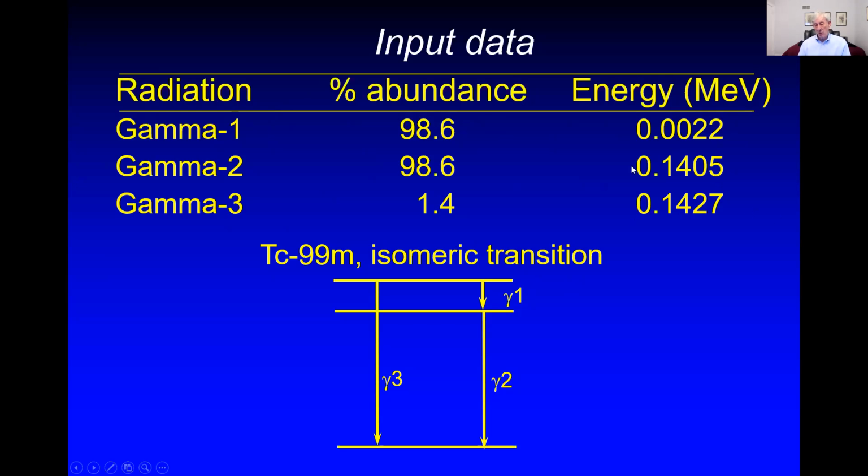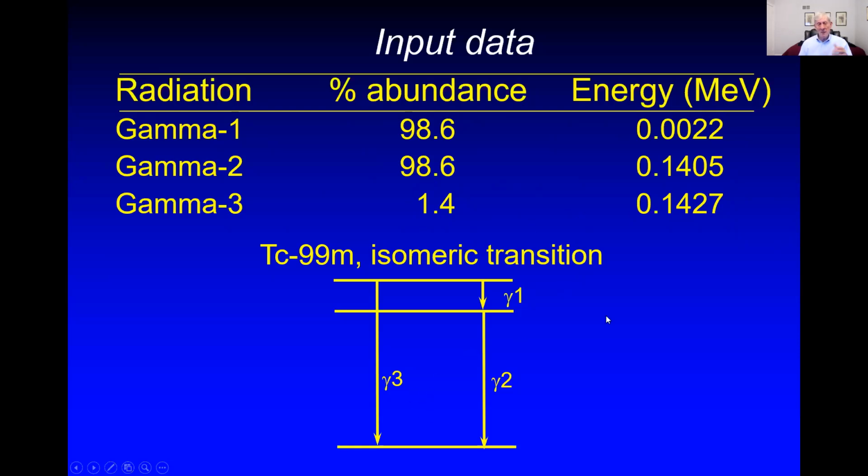How about this one though? 140.5, 98% of the time. We love that one. That's the one that we image with. And this one, 142.7, almost identical to this one. And we would certainly capture it in the imaging window. But how useful is this? Not very. It only happens a little over 1% of the time. So sure, we'll take it, but it's not really very helpful. So you're looking at a very simple decay scheme.